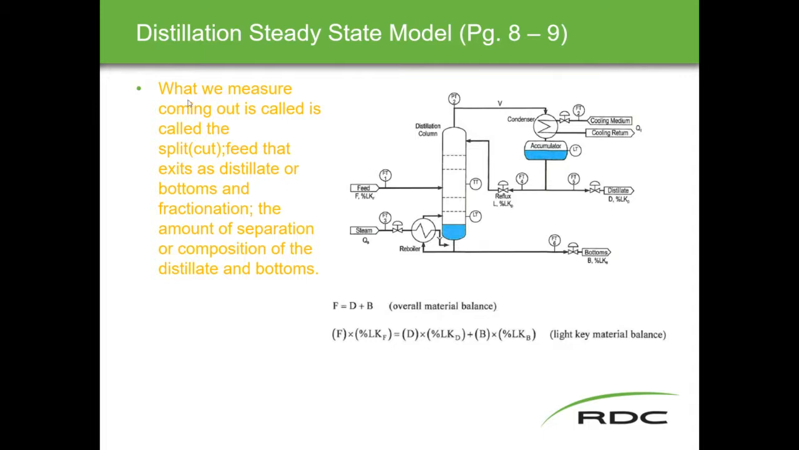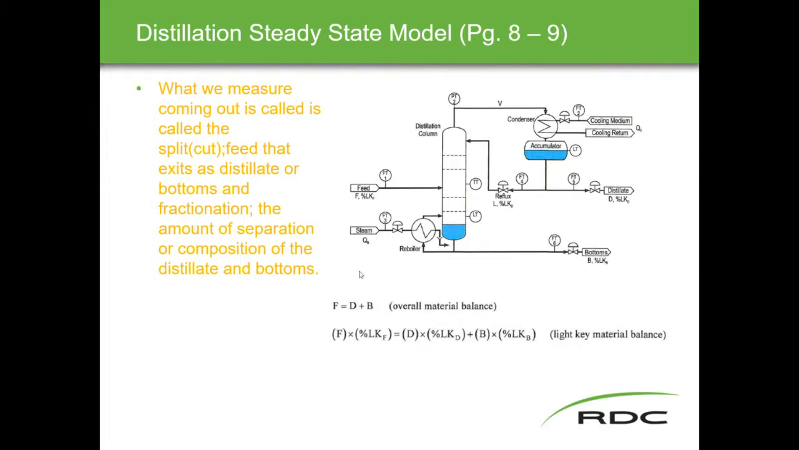Okay, so what do we measure coming out of this? What we measure coming out is called the split. Two things really that are the measures of what's going on in the column. The first is called the split or the cut. And that relates to the feed that exits either as distillate or bottoms. And then the second term, or qualitative measure I guess, is the fractionation, which is a value that's related to the amount of separation that we've achieved, or the composition of the distillate and the bottoms.